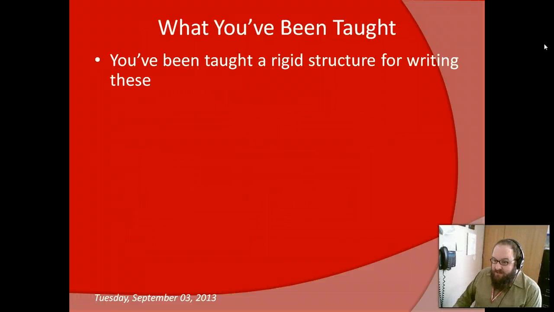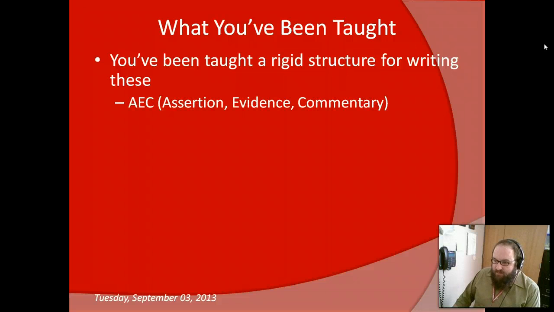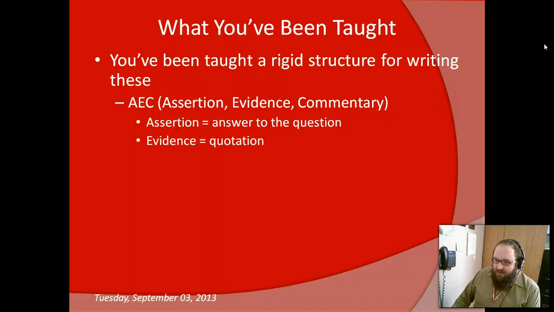Let's talk about what you've been taught so far. You've been taught a very rigid structure for writing these, and it probably goes something like this: the AEC format, assertion, evidence, commentary. Meaning you need to start with an assertion, which is a direct answer to the question, then follow that up with evidence, which, as you've been taught before, equals quotation. We're going to talk about why that's not necessarily the case. Then finally, commentary, which is just an explanation of your answer.